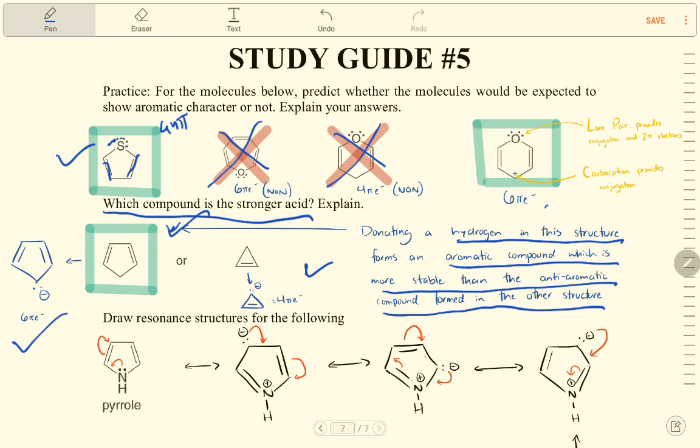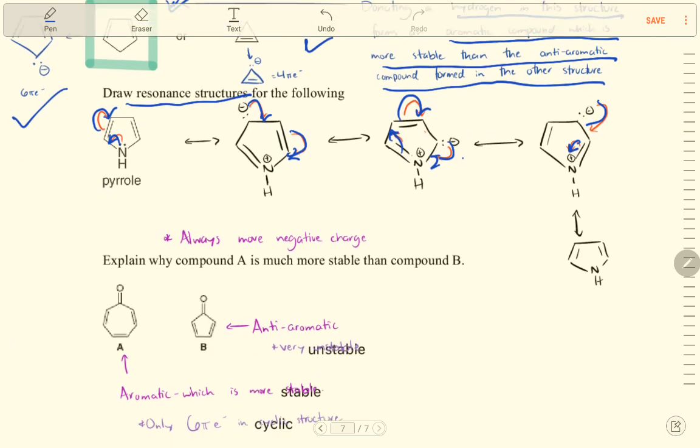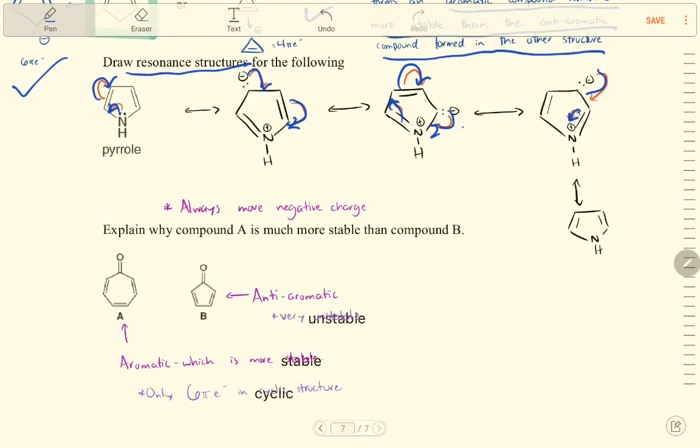Alright. Now draw the resonance structure. When there are pi electrons, draw the flowing of these electrons in the directions. So when you see the resonance forms, the electrons float. Always move the negative charge when you draw a resonance.